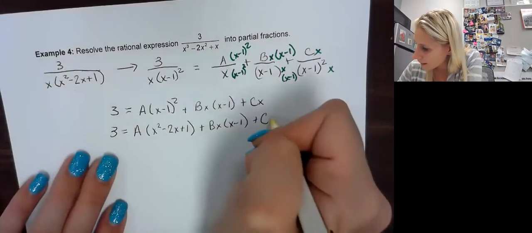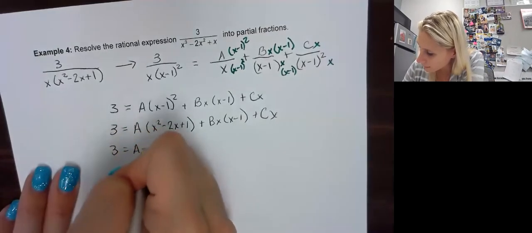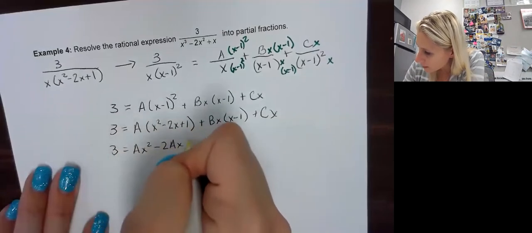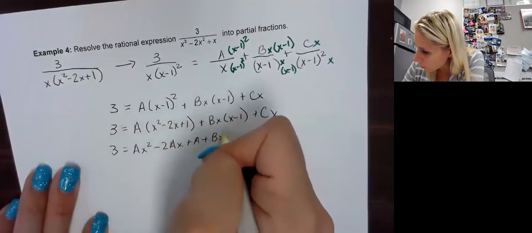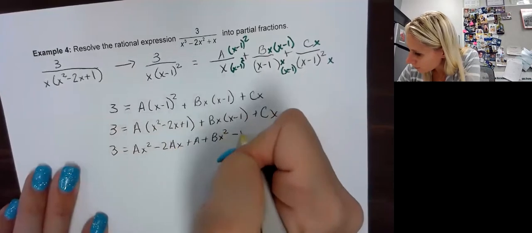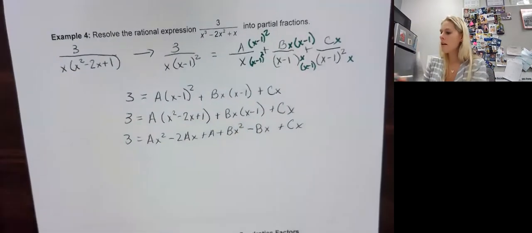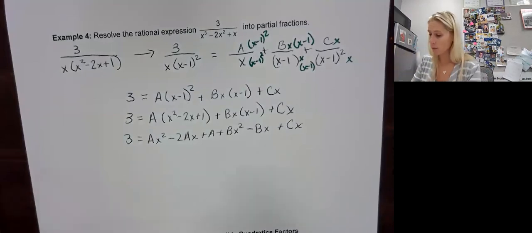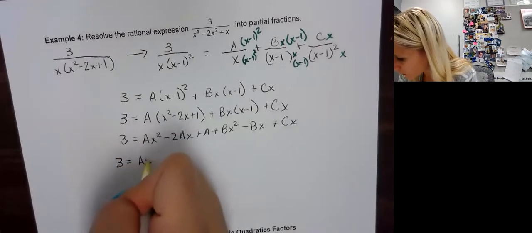Let's see. Now I'm going to distribute everything out. So 3 equals ax squared minus 2ax plus a plus bx squared minus bx plus cx. Okay, in this case, because I have x squareds and x's, I'm going to put them all together with their like terms, okay? So I get 3 equals ax squared.